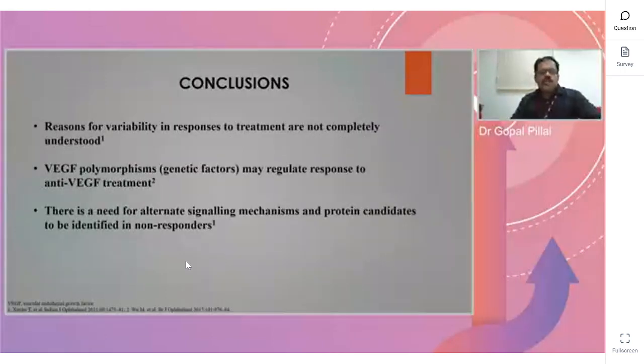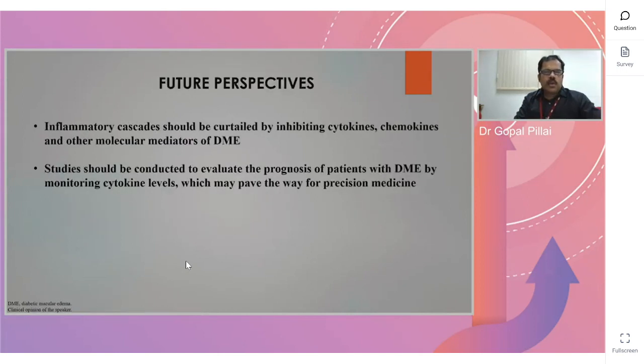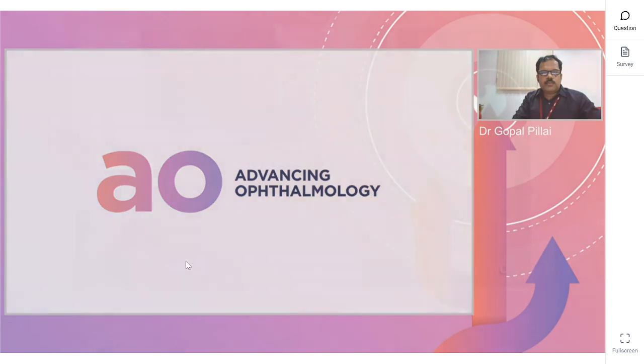So to conclude, reasons for variability in responses to treatment are not completely understood, even though we have had some insight into it. VEGF polymorphisms may regulate the response to anti-VEGF treatment, and there is a need for alternate signaling mechanisms and protein candidates to identify responders and non-responders earlier. So inflammatory cascades should be curtailed by inhibiting cytokines, chemokines, and other molecular mediators of diabetic macular edema, and studies should be conducted to evaluate the prognosis of patients with DME by monitoring cytokine levels, which may pave the way for individualized or precision medicine. Thank you very much.